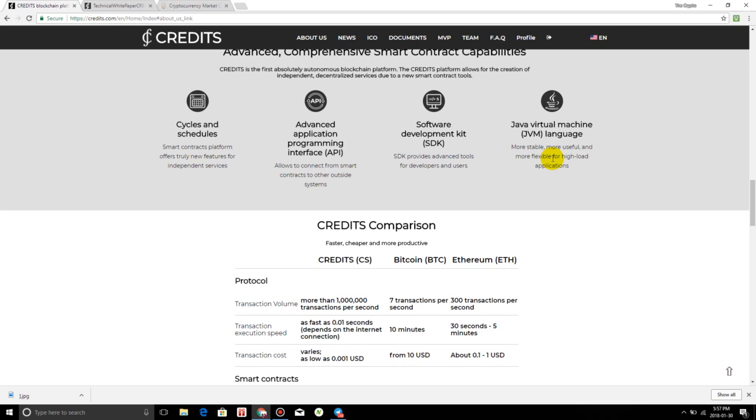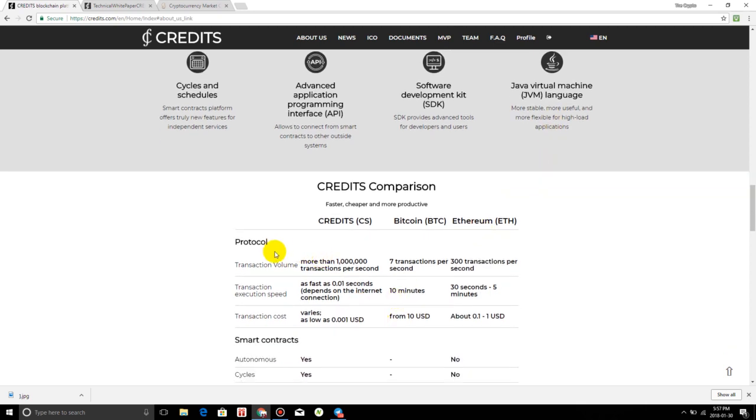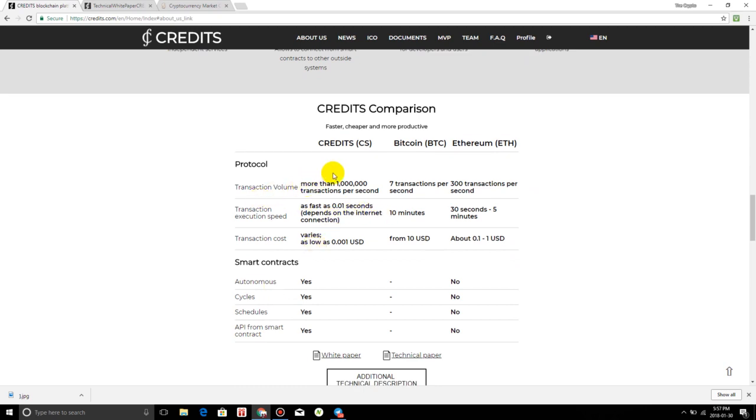It just takes away a lot of the learning curve for the developers, and they could adapt to this because they already know Java inside out. So that's pretty cool there. So when we're looking at this as well, guys, check this out, right? So this is Credits, Bitcoin and Ethereum.